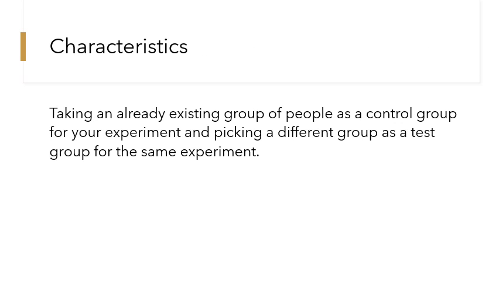The characteristics of this method are that you take an already existing group of people as a control group for your experiment and pick a different already existing group of people as a test group for your experiment. This is different from the true scientific experimental research method, as they pick theirs at random from larger populations and make the groups themselves artificially.